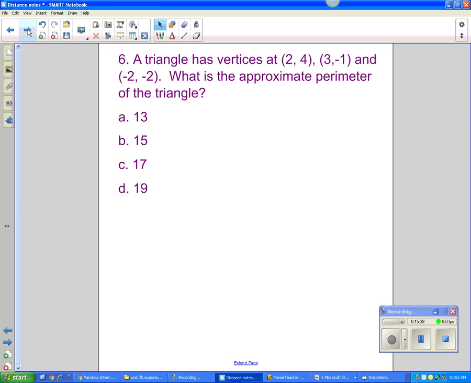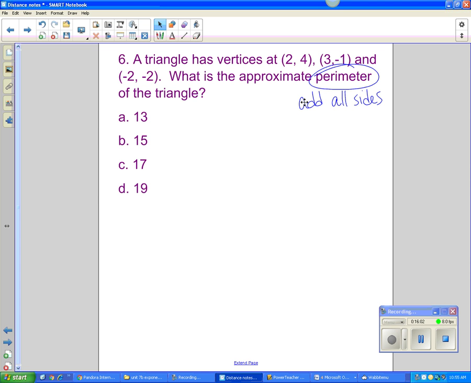Number 6. A triangle has vertices at 2, 4, 3, -1, and -2, -2. What is the approximate perimeter of the triangle? Circle the word perimeter, please. Perimeter means to add all sides. Write that down, please. Add all sides. Write that on your paper.